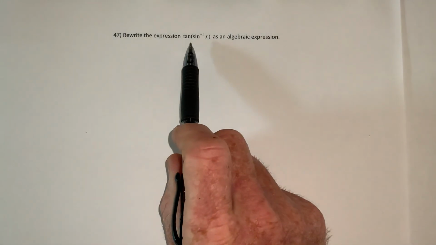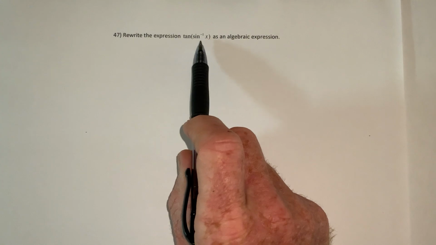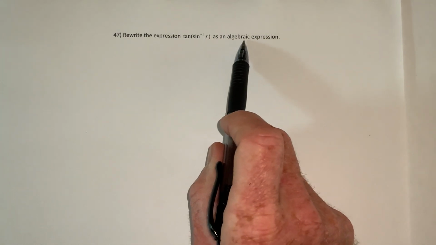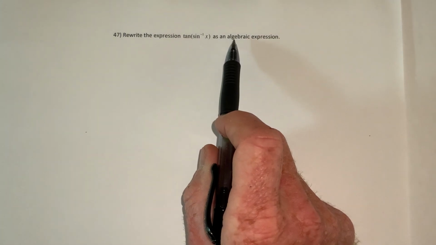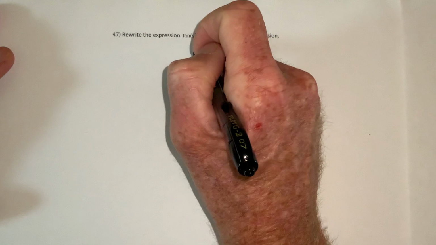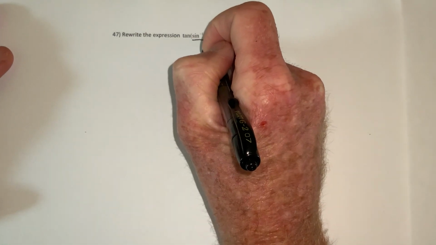So at first, this looks very strange. Rewrite this expression, the tangent of the sine inverse of x, so that it only has algebra in it. So it does not have any trigonometry. In other words, eliminate the trigonometry. I'm going to start right here, sine inverse.